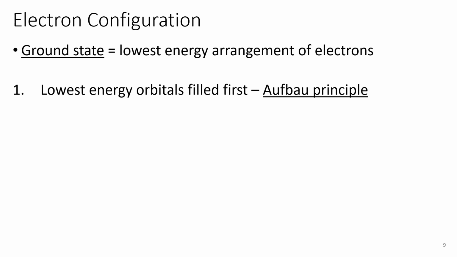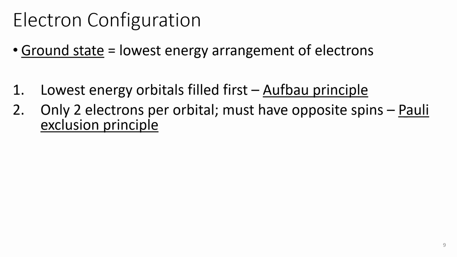So the lowest energy orbitals are going to be filled first, and this is our Aufbau principle, which means when we start placing electrons into these orbital shapes, we're going to start with the lowest possible energy, and then we're going to fill outward to higher energy orbitals until we run out of electrons. Only 2 electrons can fit in one orbital, and they must have opposite spins. So one would be +1/2, one would be -1/2. And this is our Pauli exclusion principle.